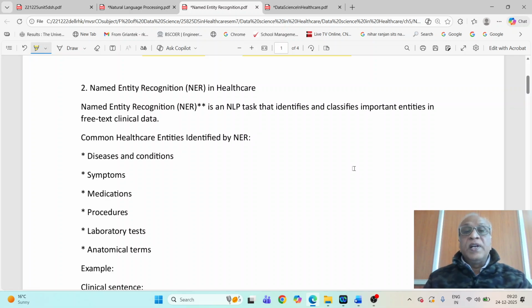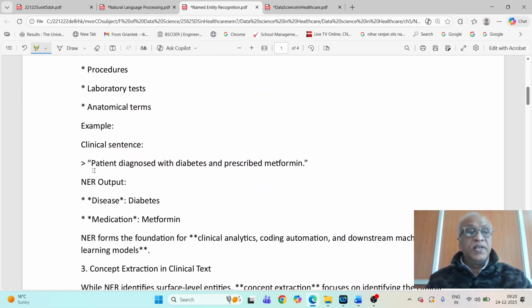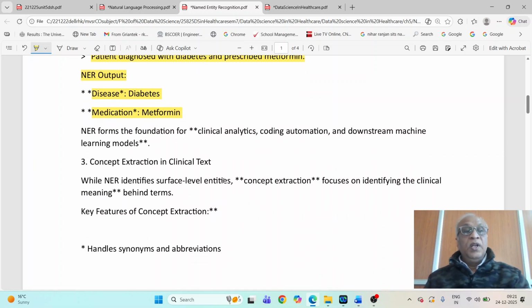Coming to named entity recognition, what it does is it identifies and classifies important entities in free text clinical data. What are the common healthcare entities? Symptoms, medications, laboratory tests. For example, there is a clinical sentence: patient is diagnosed with diabetes and prescribed metformin. Now, what will be the NER output? The disease is diabetes and the medication is metformin. Basically, NER forms the foundation for clinical analytics, coding automation, and downstream machine learning models.